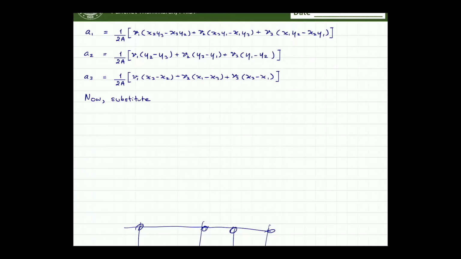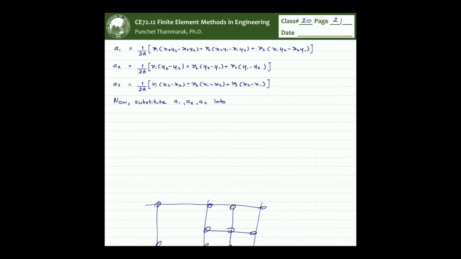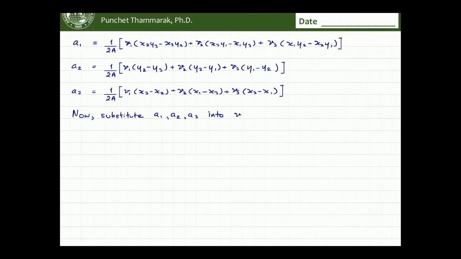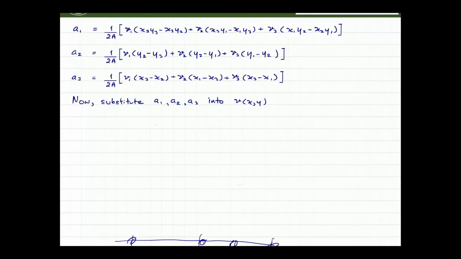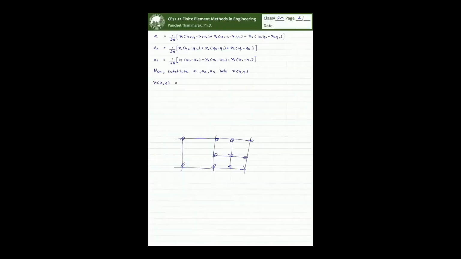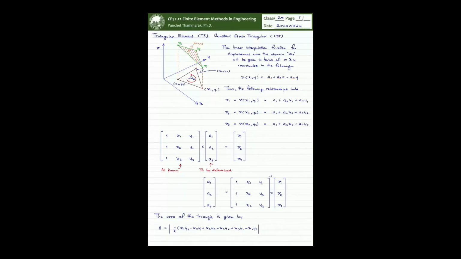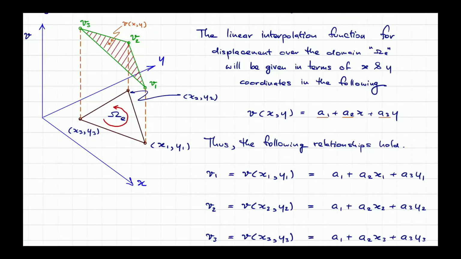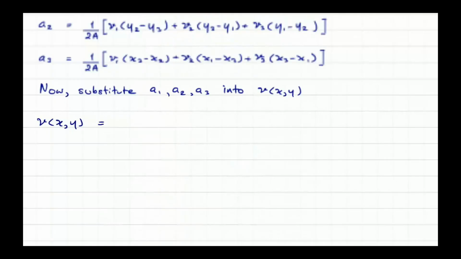Now, substitute A1, A2, A3 into the v x y we had in the page before. So v x and y is equal to a1 times a2 x and plus a3. Okay, so start with the a1.